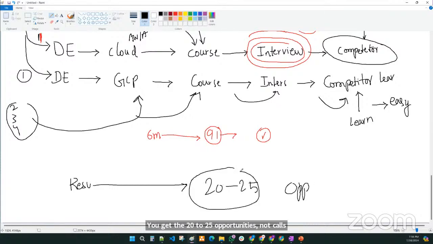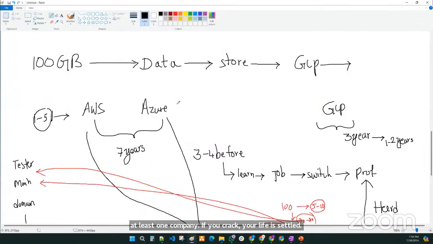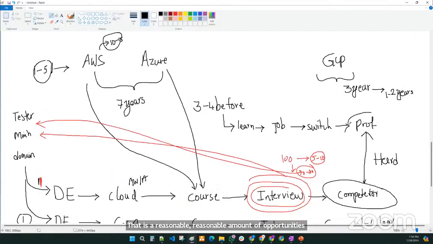That means 20 to 25 companies are looking for a professional who has good knowledge of GCP. 20 to 25 companies are looking towards you. If you crack at least one company, your life is settled. But if you go for Azure, you will have calls like 10 to 15. That is a reasonable amount of opportunities also. But out of these, you are competing with those professionals. Getting the job becomes very easy with GCP.